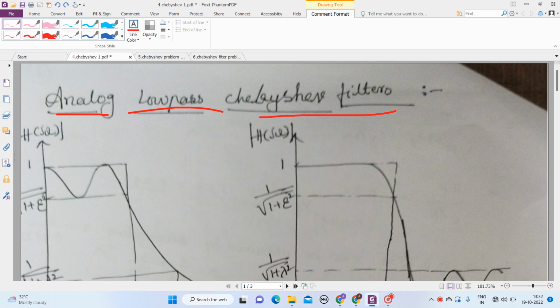Hello, hi to everyone. In this video, we are going to discuss analog low-pass Chebyshev filters. In the previous video, we discussed the design of the Butterworth filter. In this video, first we will discuss the concept of the Chebyshev filter. Then we will discuss the problem of the analog low-pass Chebyshev filter.